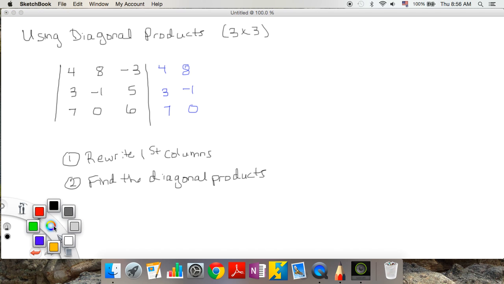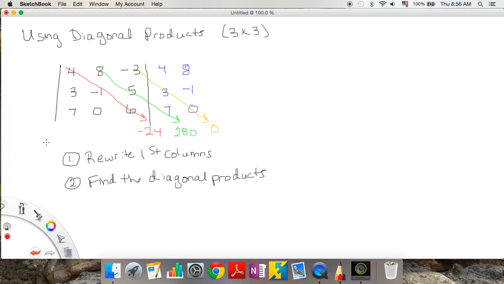So what you do is you start here and we multiply down this way. We have 4 times negative 1 times 6, and that gives us negative 24. And then you multiply down this way. 8 times 5 times 7, and that gives us 280. And then go this way. Negative 3 times 3 times 0, that gives us 0.